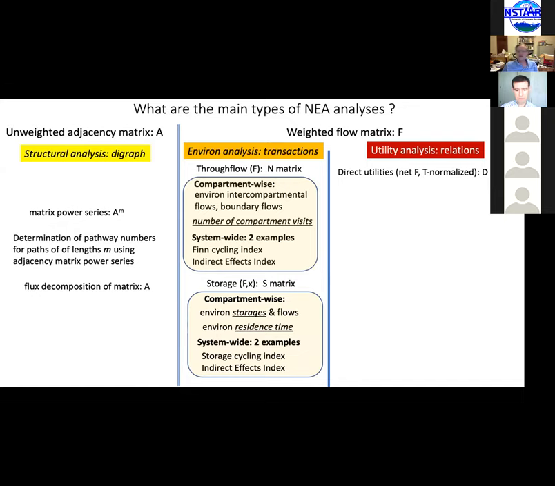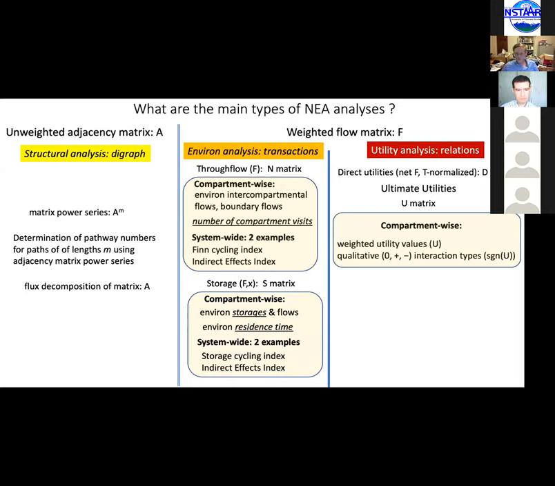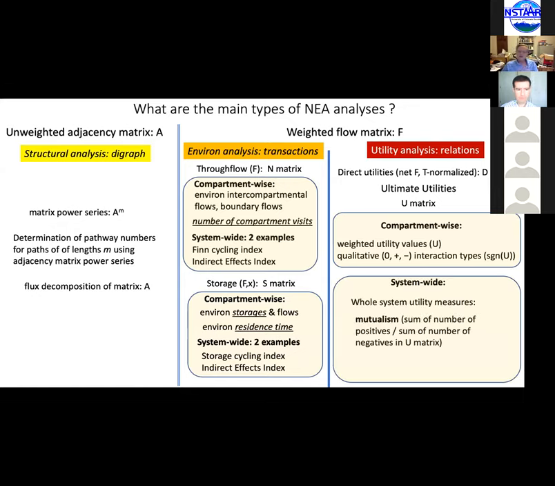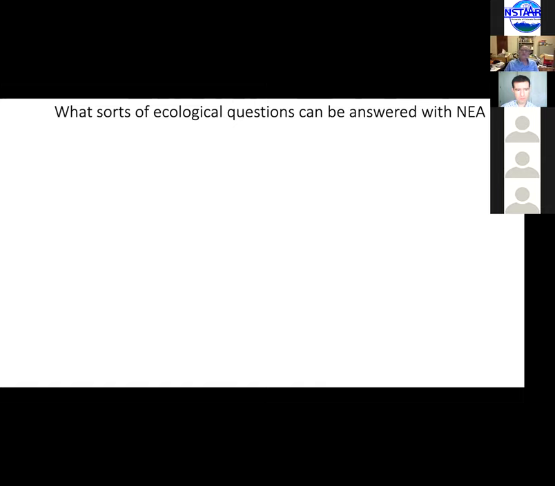Now with utility analysis, we have the net flow, that's throughflow normalized. We get the ultimate utilities with the U matrix. And from that, we can get weighted utility values and a qualitative interaction type. And from system-wide, we can get measures that are mutualism and synergism, which are whole system measures using the U matrix quantities.